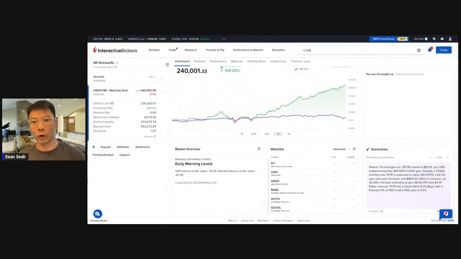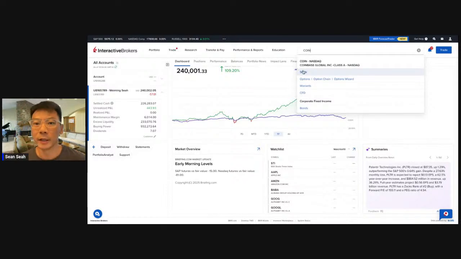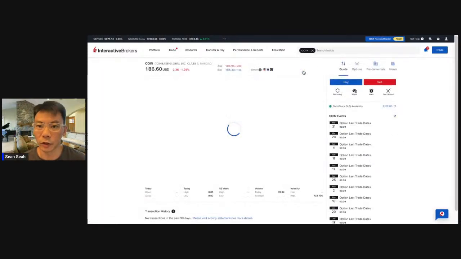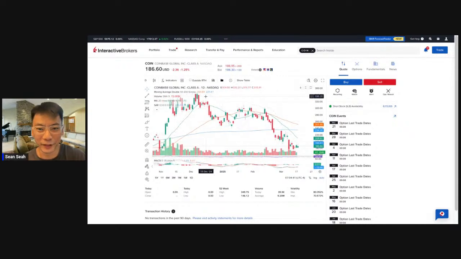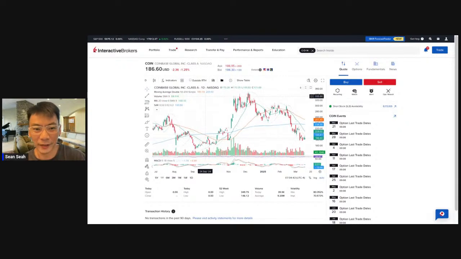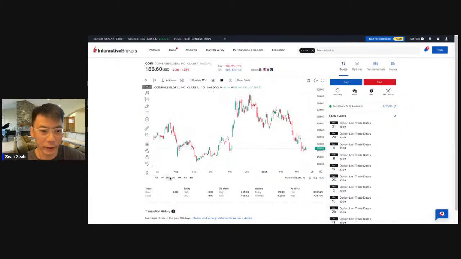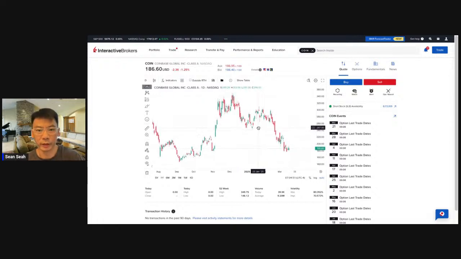Let me go into, let's say, COIN, as in Coinbase. This is a very interesting stock. Again, not a recommendation to buy or sell. It's interesting because it is very volatile. Its price movement is almost similar to Bitcoin. Let me just clear away all this. So this is what the stock price looks like.